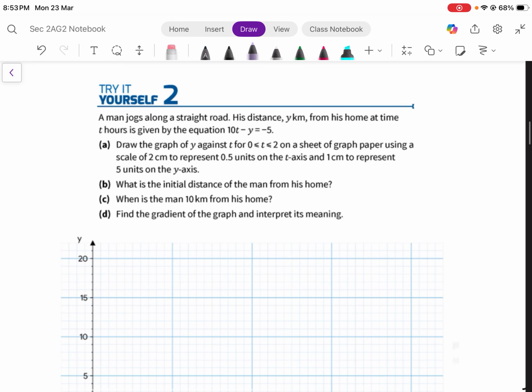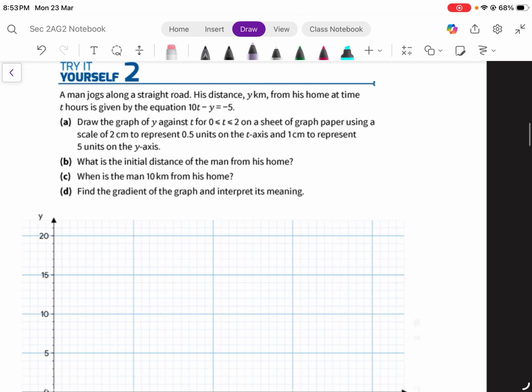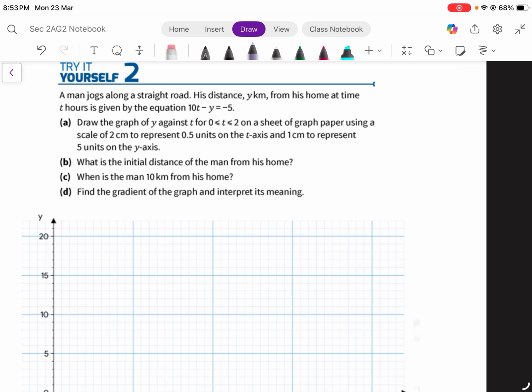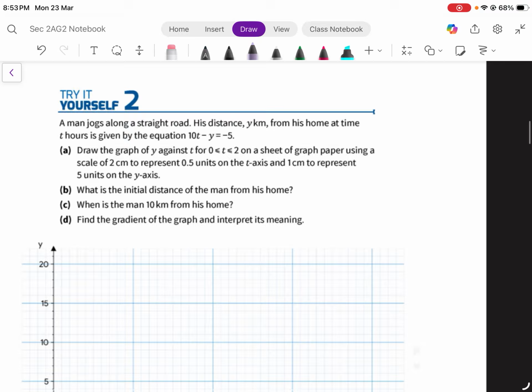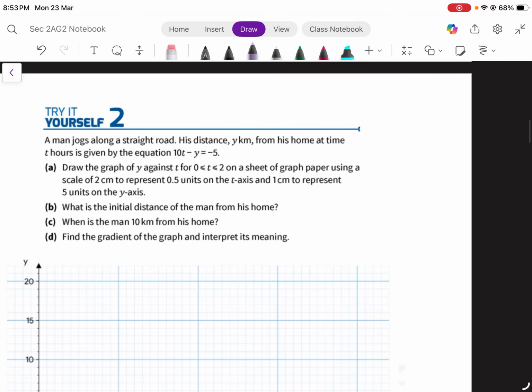So from here, we move on to try yourself 2. Now a man jogs along a straight road. His distance y kilometers from his house at time t hours given by this equation. So draw it on the line. Okay, so draw it on the line. So how do? We need at least 2 points to draw a straight line.